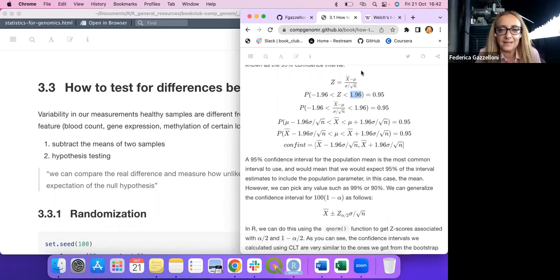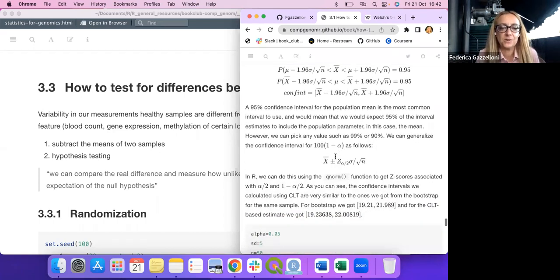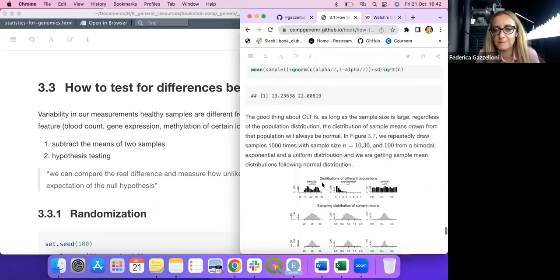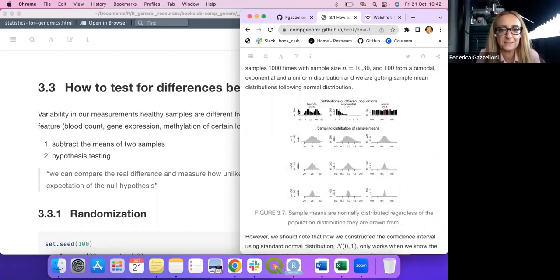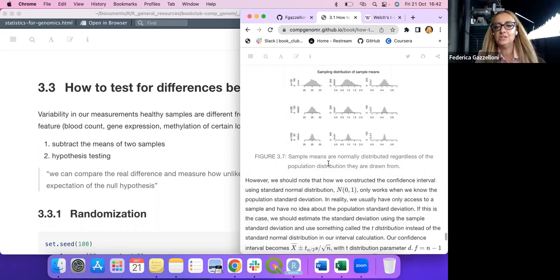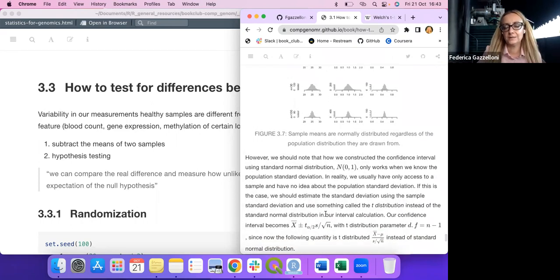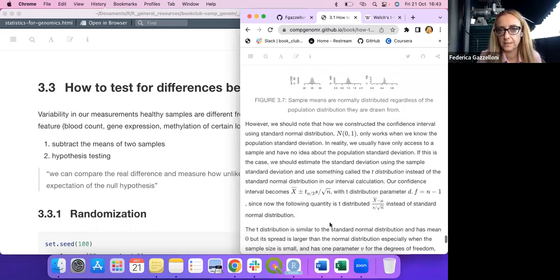This is a bit tricky, but you have the formula. You might have different types of distribution. As I said, you might have bimodal, exponential, uniform, and many others. But in general, they all become a normal distribution when you do the sampling, if they have residuals, which is the variation, behaving normally. So we are talking about Gaussian distributions.